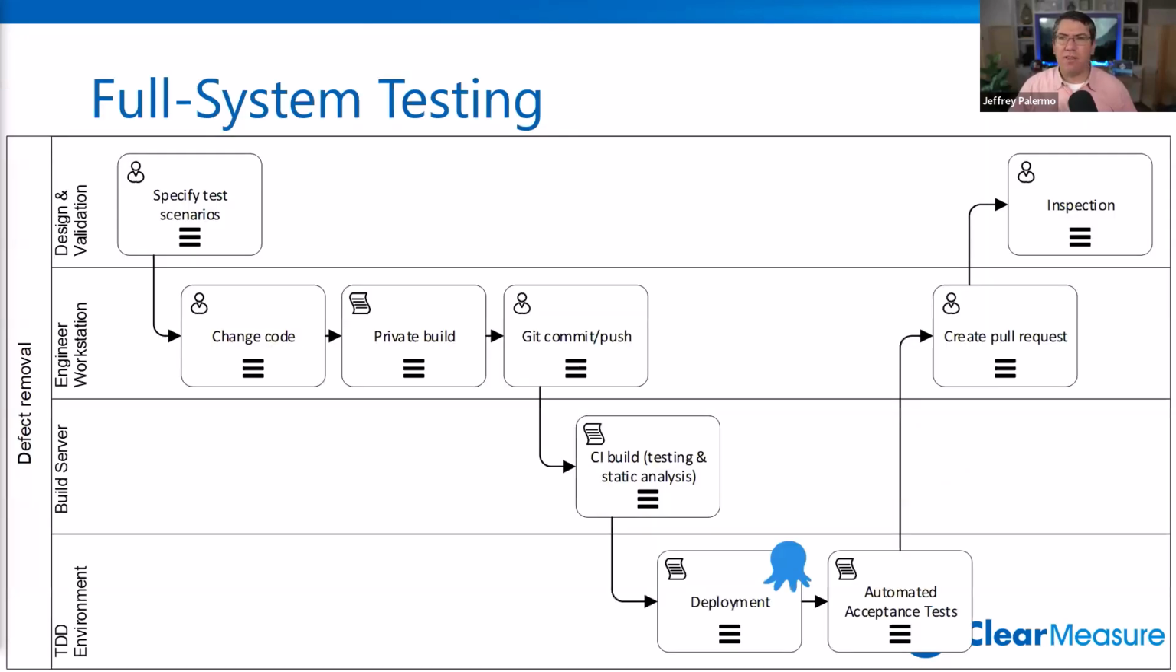And so if we look at the flow as we're going through here, all these different activities happen in various places. So way back in requirements and design, we're going to specify the test scenarios that cause a particular new feature to be done. Then on the engineer workstation, we're going to change the code. We're going to run our private build locally. Then we're going to commit and push that code up to our Git repository. Then on the build server, in this case in Azure Pipelines, we are going to run our continuous integration build. It's going to run our unit tests, our component level integration tests, our static analysis.